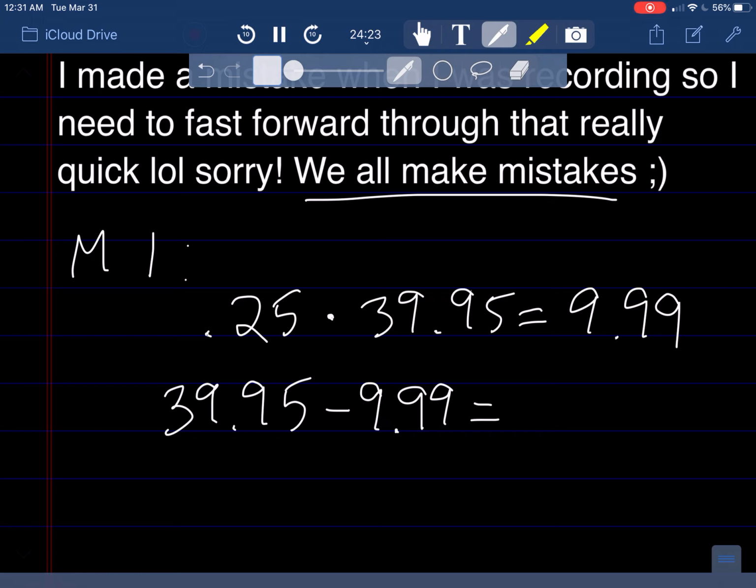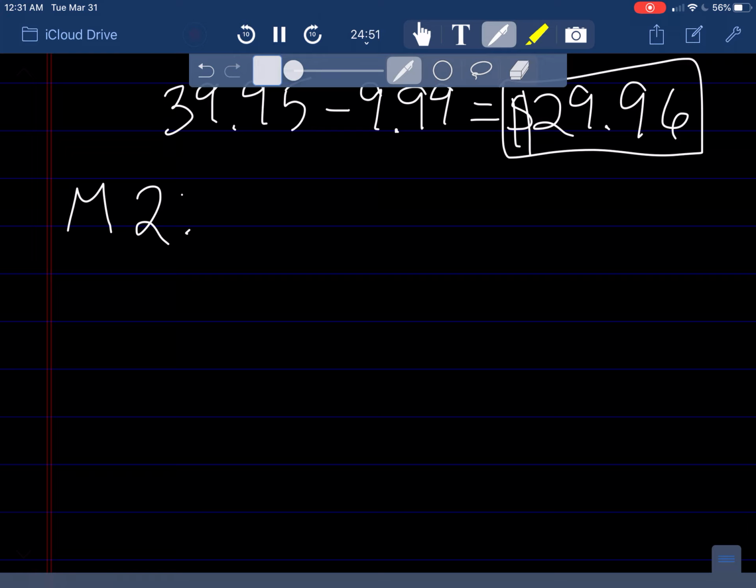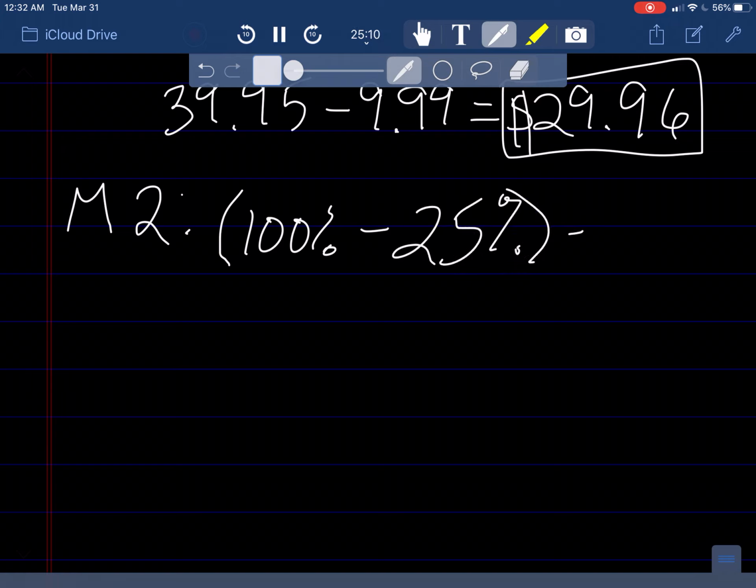For method 2, again, pause the video if you need to, guys. Oops, sorry. Okay, for method 2, excuse me, we're going to go straight to the sale price. Remember, it's going to be 100% minus our percent of discount. So again, we are doing 25%. So 100 minus 25%. All that times the regular price, which is $39.95.